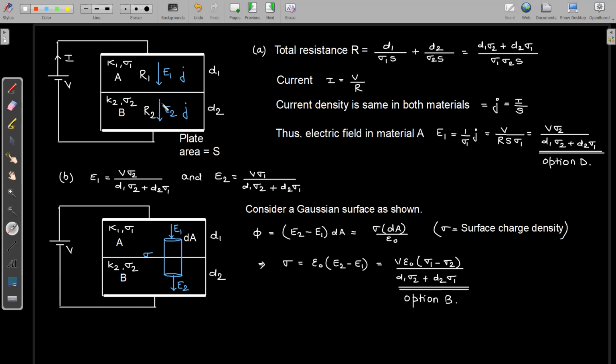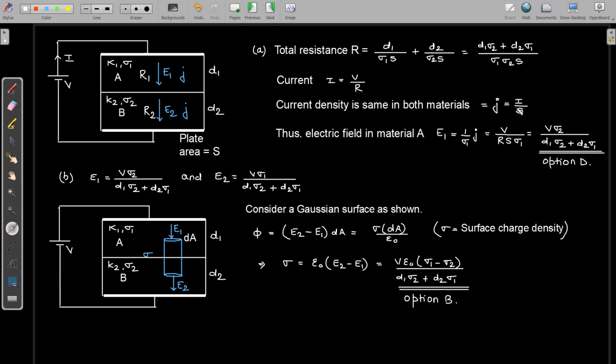The current density is same in both the materials. J is same. Now what is J? It is the current per unit area perpendicular to flow of current, which is S. So I by S is the current density. Now we know that from the point form of Ohm's law, J equal to sigma E, you must have heard this equation. So I'm writing electric field as J by sigma. For material A, it will be J by sigma 1.